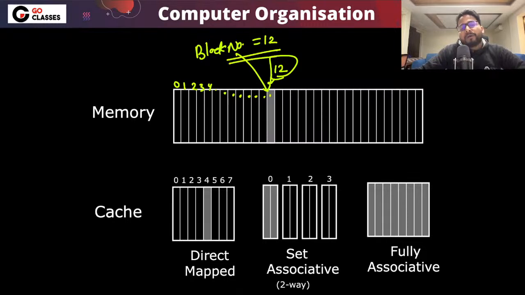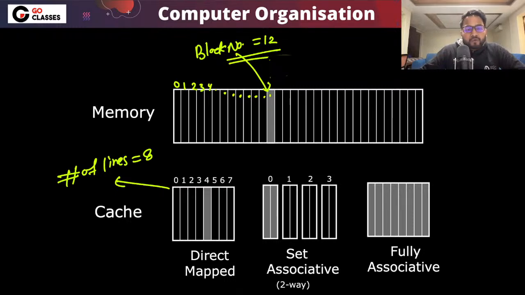Now this is block number 12. Now direct map says that you map this 12 to, if the number of lines in this cache is 8, number of lines are 8. So direct map says that you just do the mod operation. So 12 mod 8 is what? If you do the mod operation, 12 mod 8, it will be 4. So you map it to 4.